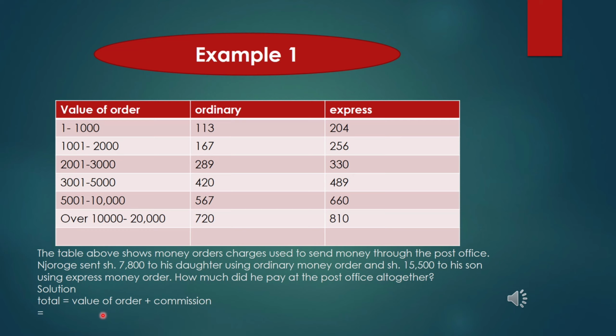So what is V? What amount of money are you sending? You're sending 7,800, and also he is sending 15,500. So that is our value of orders. And then the commission: look at that table, 7,800 falls between 5,000 to 10,000, and ordinary is 567. And then 15,500 falls over 10,000 to 20,000, and because it is express, it is 810. So you have your V and you have your C.